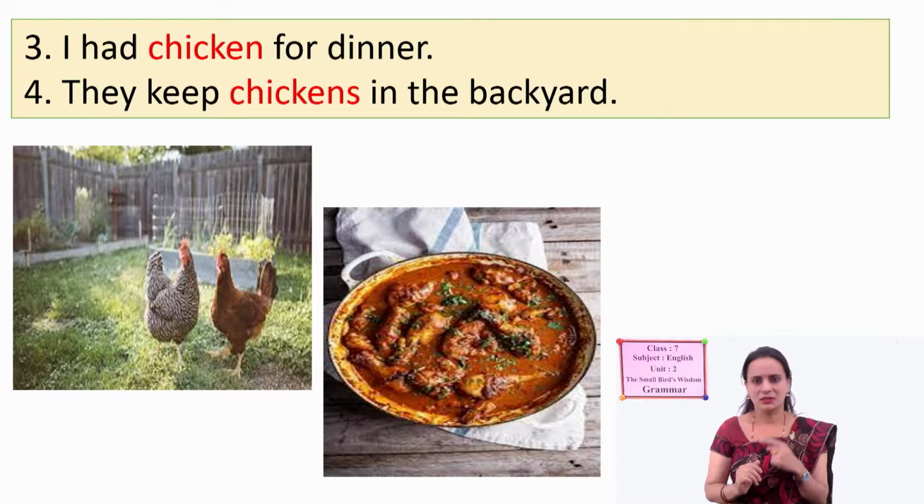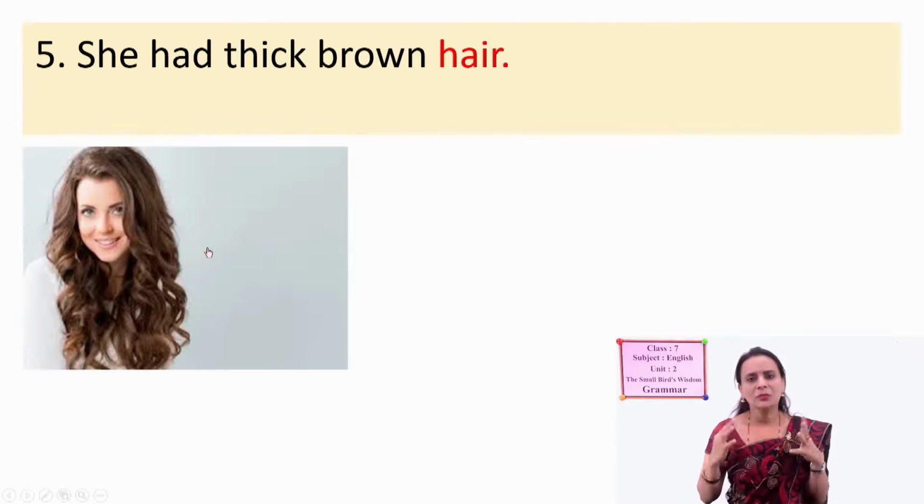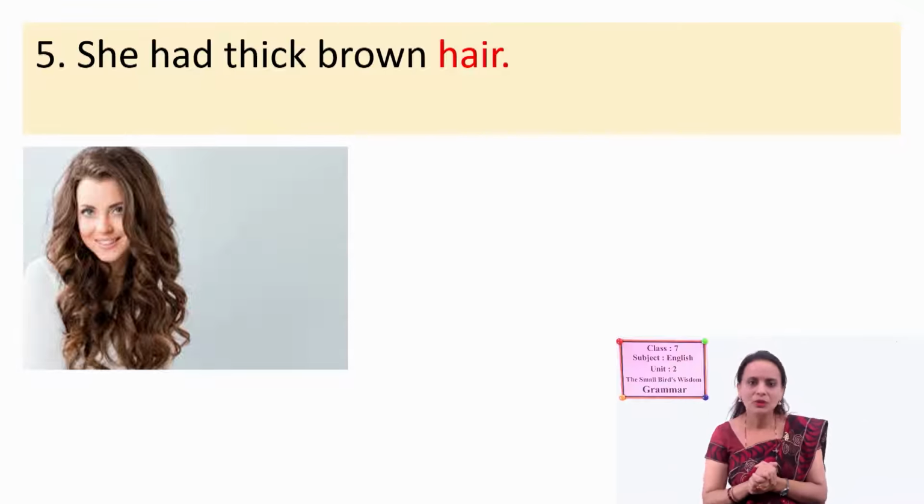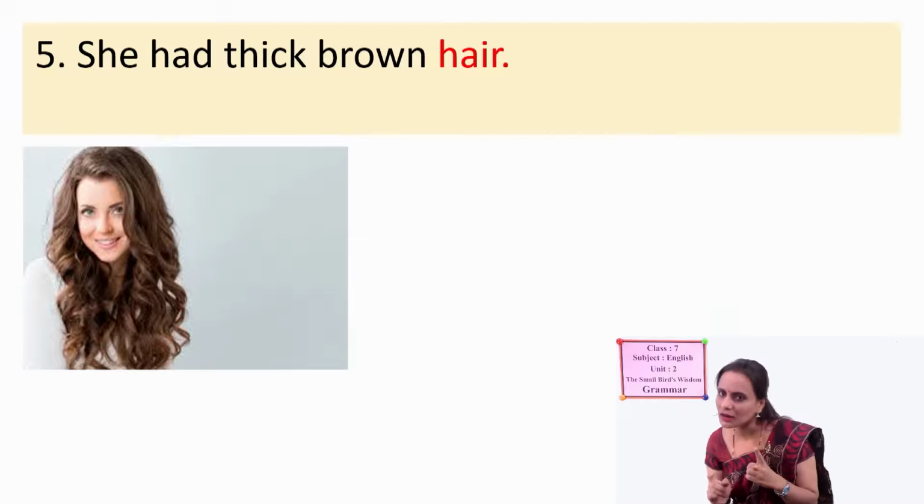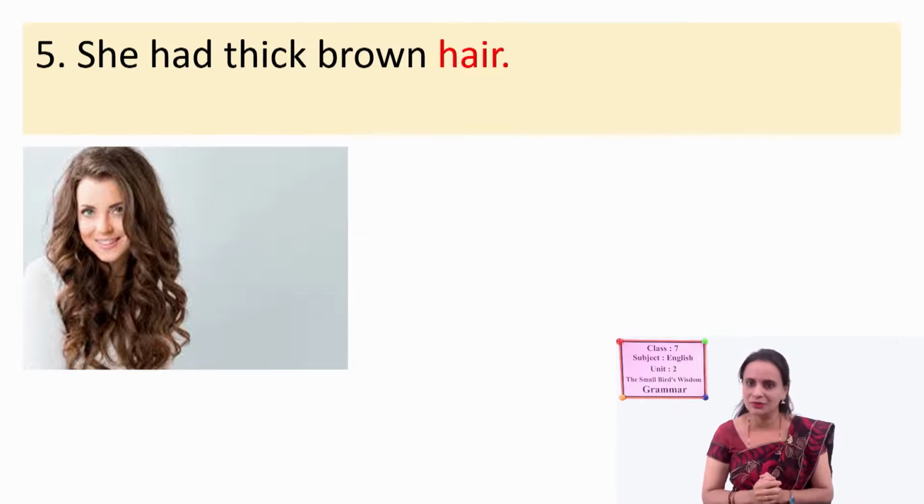Let's see one more here. She had thick brown hair. You can see here in the picture, thick brown hair. Can you count this thick brown hair? Can you count it here? No. So it is an uncountable noun. Very good. Now see another.